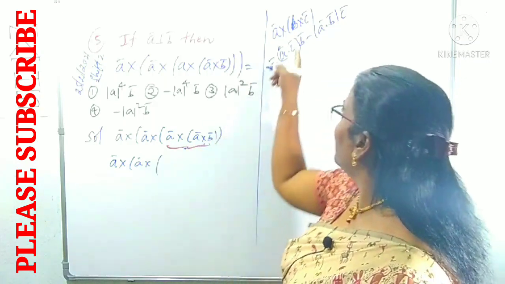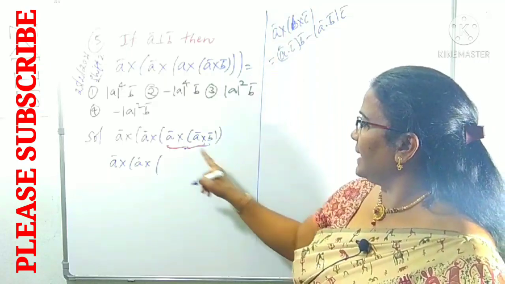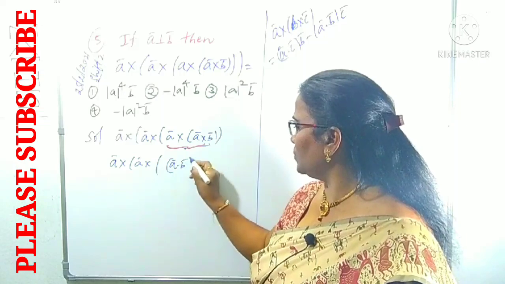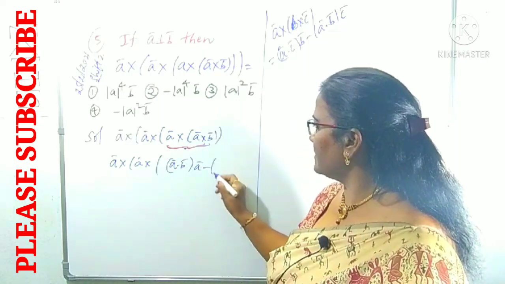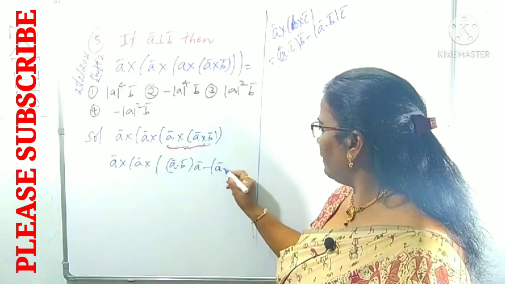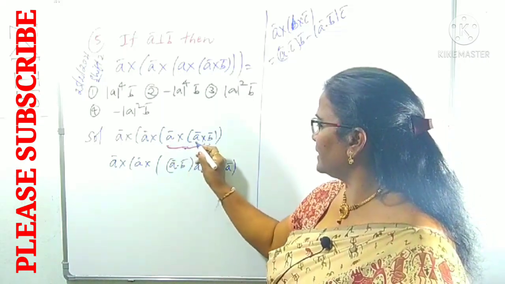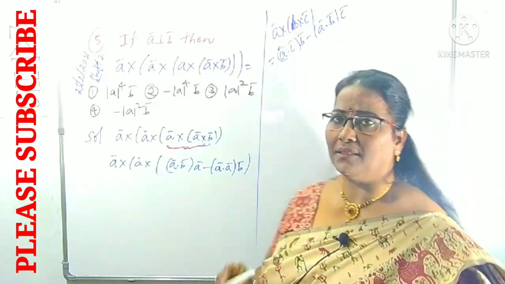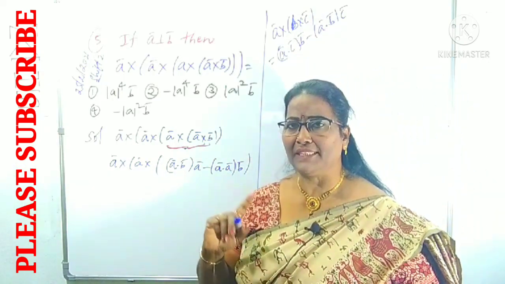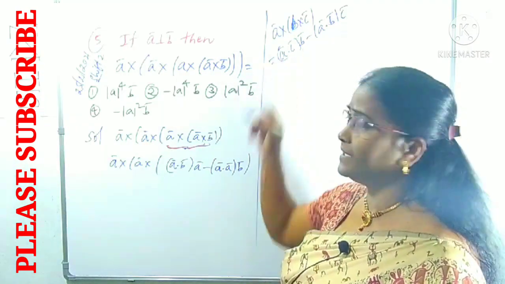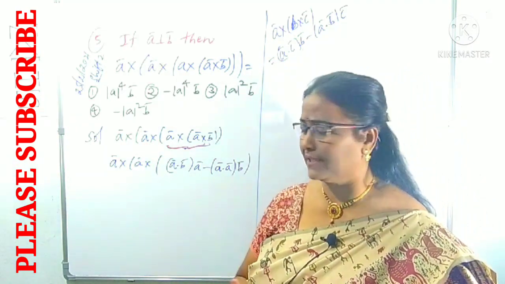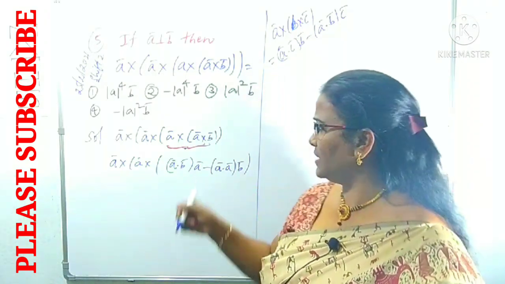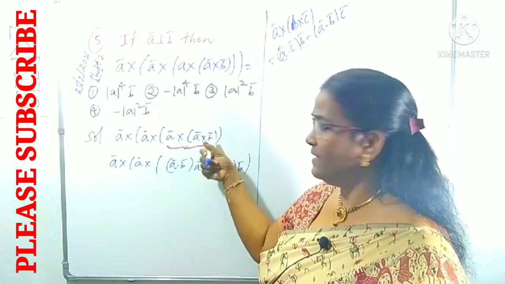Now this is in the form of A cross of B cross C, where in place of C there is B. That is A dot C into the middle vector B, minus A dot B into the first vector C. Here, the vector triple product is split in terms of dot products, and that is important. In place of A, B, C you may give any vectors.